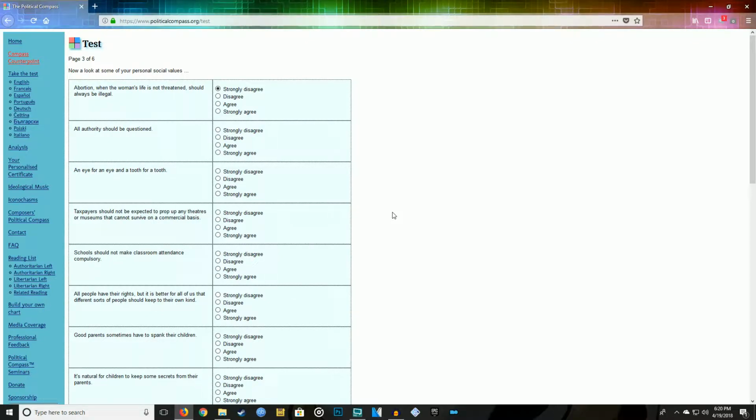All authorities should be questioned. Agree. Why should they not be questioned? That is the question that I would ask somebody that disagrees with that statement. Because at the end of the day, if somebody tells you something, you don't just take it at face value. I believe that everything should be questioned. An eye for an eye and a tooth for a tooth. Disagree. That's kind of barbaric.